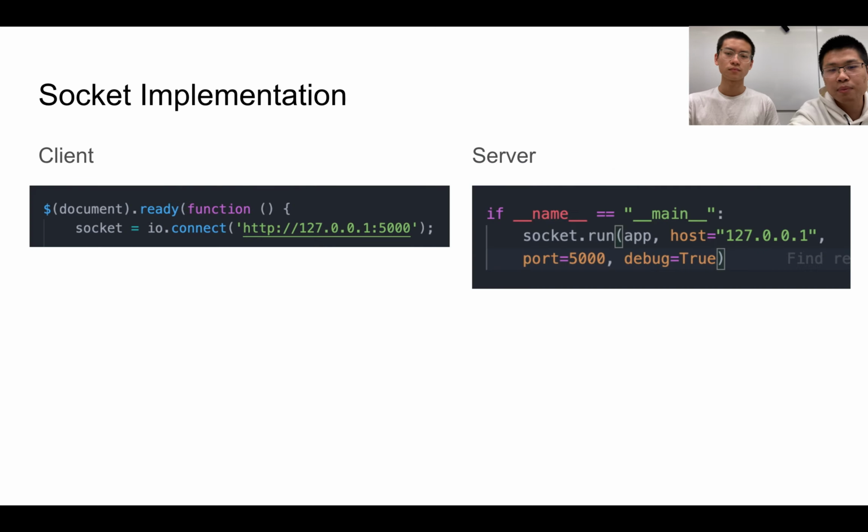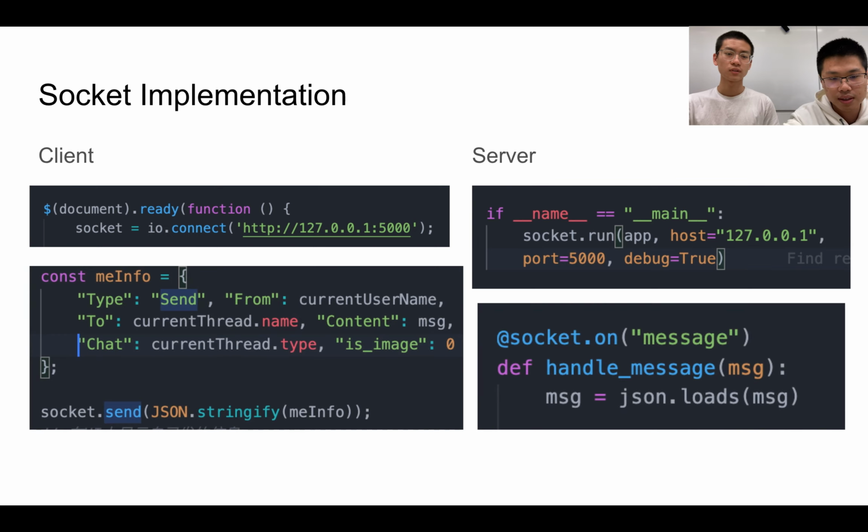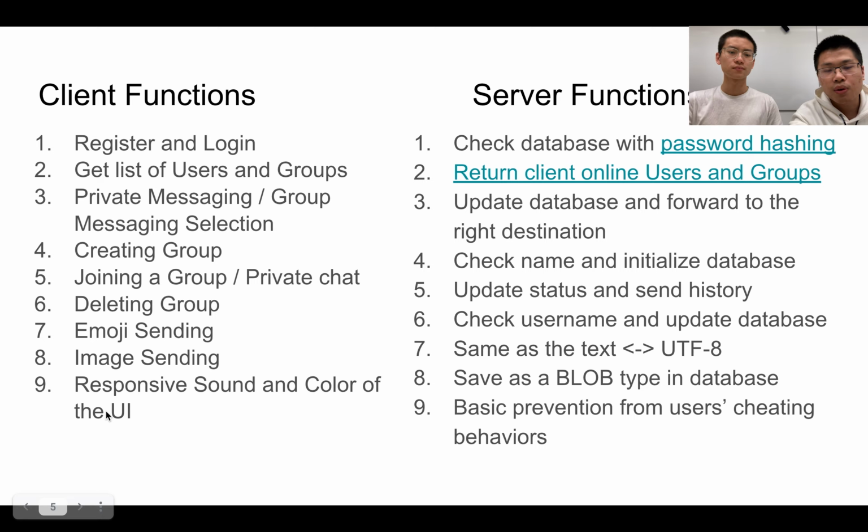This is how we implement our socket in our program. The right side is the server, which listens for the connections, and the left side is a client, and we use this line to connect to the server socket. And this is the code for the server to listen on what is sent from the client, and this is how the client sends the message to the server. We have a JSON file, and then we send it through the socket. So those are the main functions we wrote in our client and server.